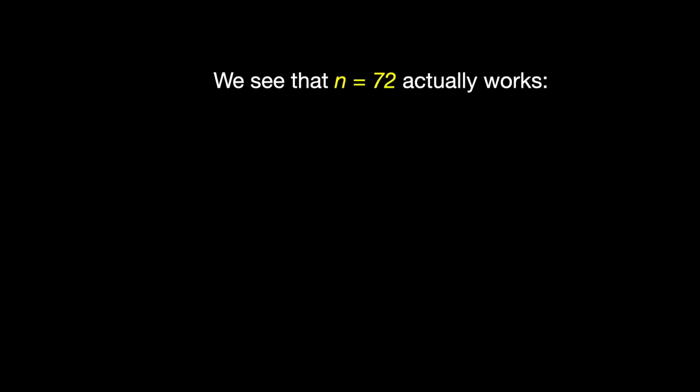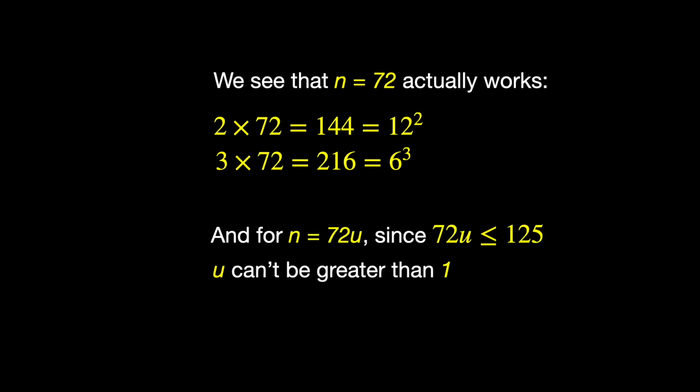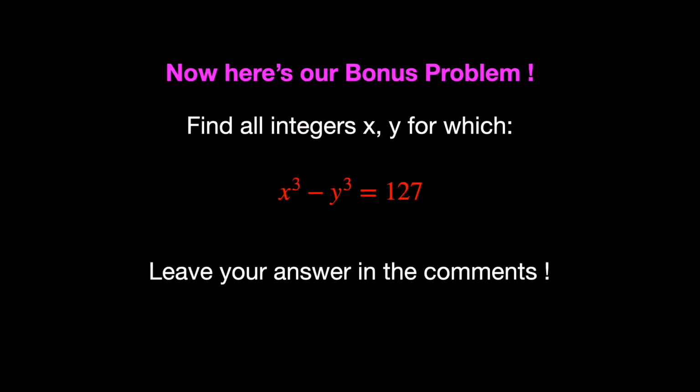We can see that n equal to 72 actually works. We can verify that 2 times 72 is 144, and that's 12 squared. And 3 times 72 is 6 cubed. And if n is equal to 72 times u, if u were greater than 1, we'd get an answer that's greater than 125, which means that u must be equal to 1, and n equal to 72 is our final answer.